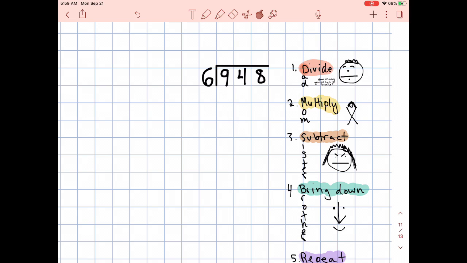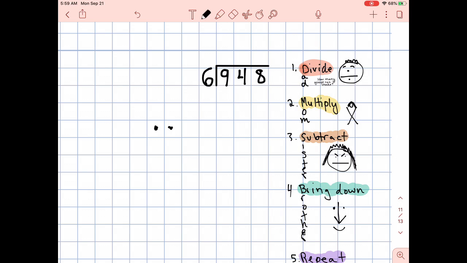All right, let's see how that went. So the first thing I'm going to do here is step number 1. That's divide. How many groups can I make? How many groups of 6 can I make with 9? Let's see here. Well, 6 times 1 is 6. 6 times 2 is 12. So I can only make one group of 6 with 9.